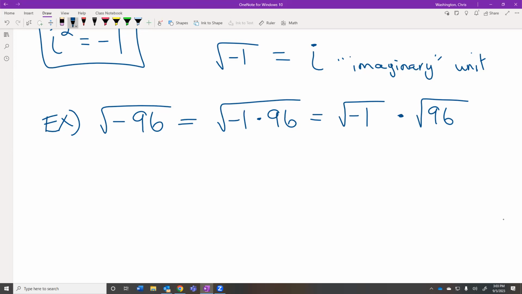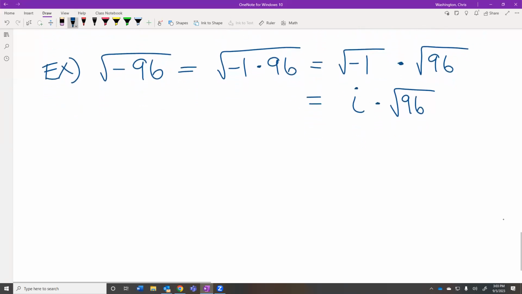Now, what is the square root of -1? That number that we said doesn't really exist. It's just i. So now we have i times this positive square root of 96. Now, how can we simplify the square root of +96? You can use your calculator and just type in the square root of +96. Or if we were to do this by hand, very quickly, I'm going to do this by hand.